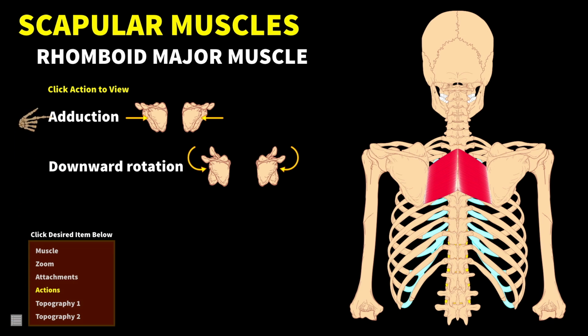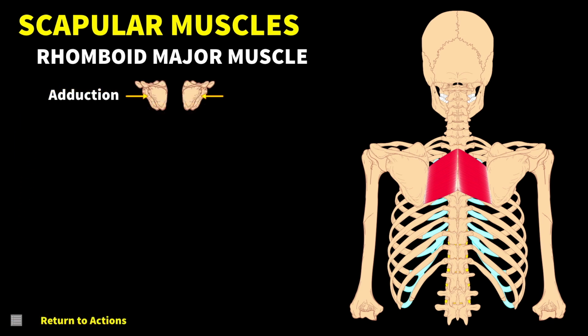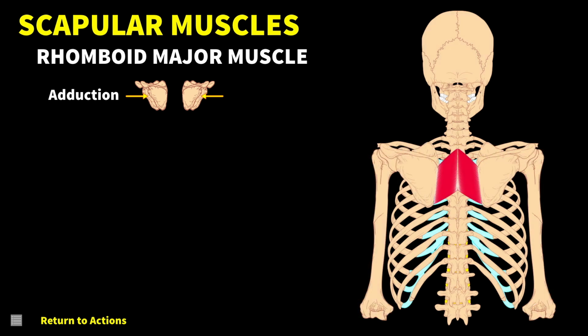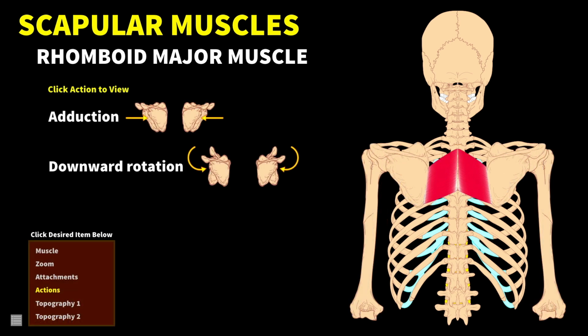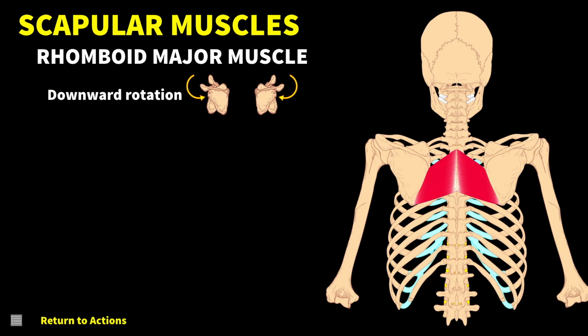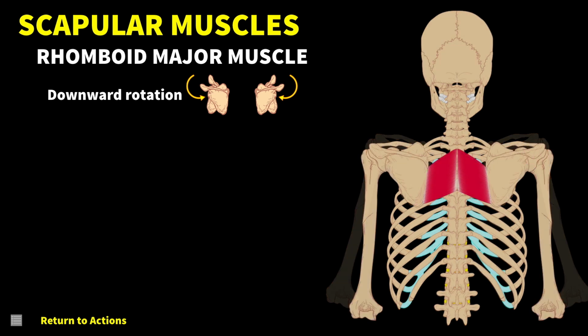Adduction, or retraction of the scapula, is fairly obvious. But did you recognize the muscle can also downward rotate? Note that when the scapula is rotated upward, the inferior angle moves away from the vertebral column and stretches the lower fibers of the rhomboid major. Now, when the muscle contracts, it rotates the scapula downward.